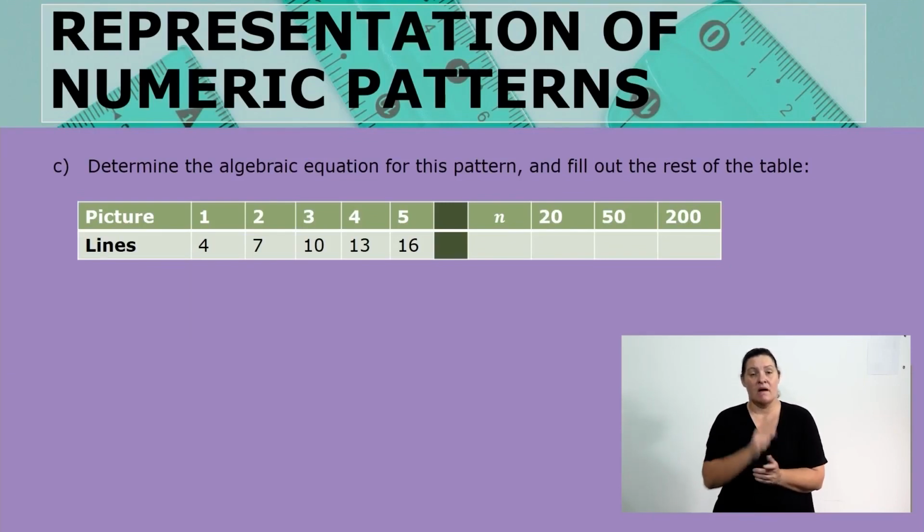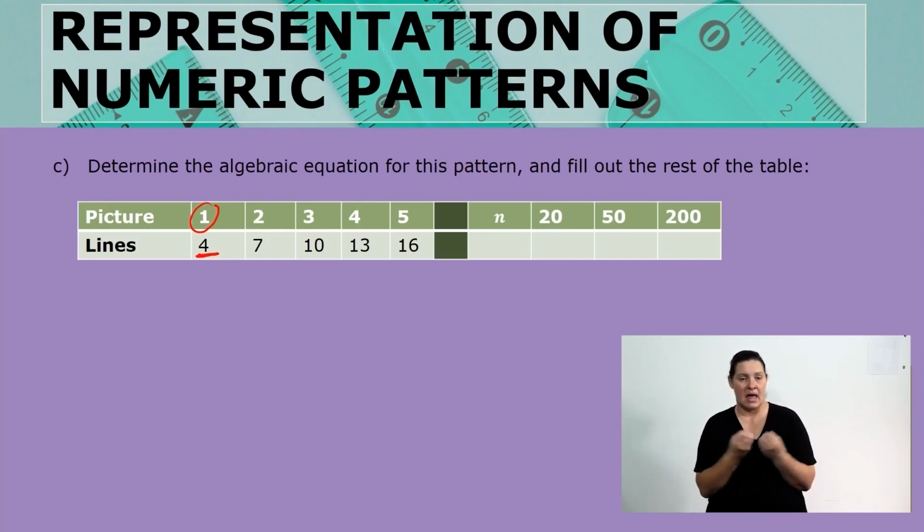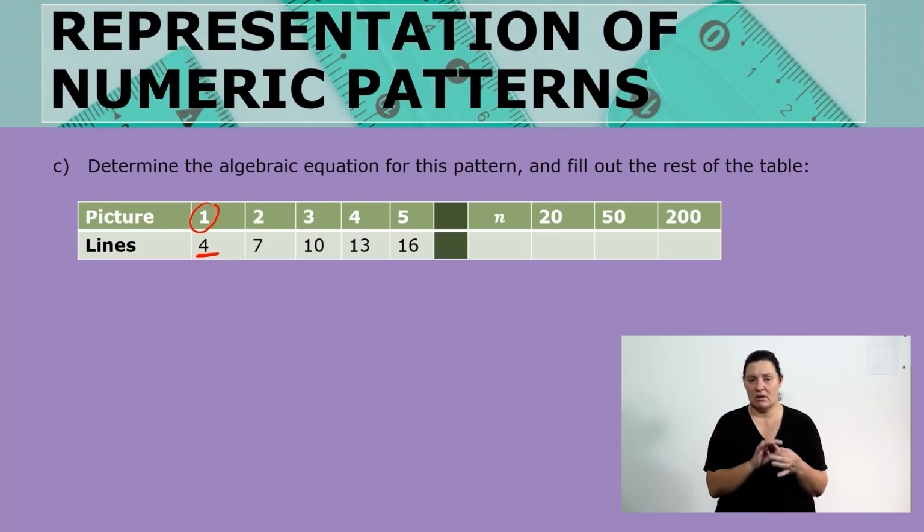Again, in the first picture, we had 4 lines. Now we need to find the relationship between the picture and the number of lines. So it's actually the same as finding the relationship between the term number and the term itself. Let's look at the difference, or the number of lines that we are always adding to get to the next picture. So from 4, we are adding 3 lines. And from 7, we are adding 3 lines. And from 10, we are adding 3 lines.